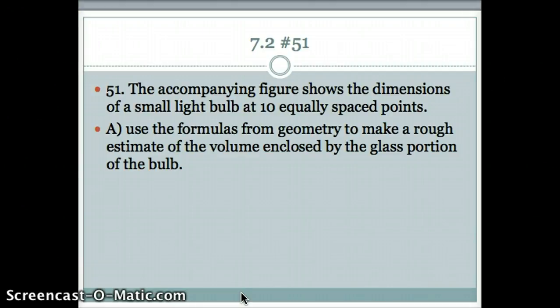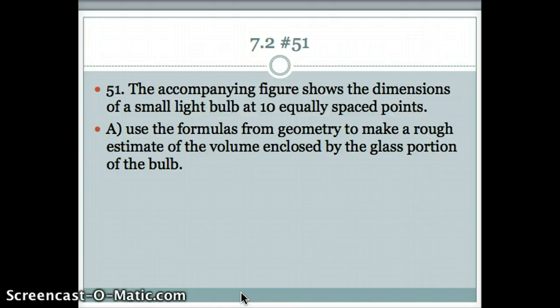Its basic shape was a circle attached to a rectangle, which in 3D is a sphere attached to a cylinder. Part A asks to use the formulas from geometry to make a rough estimate of the volume enclosed by the glass portion of the bulb.